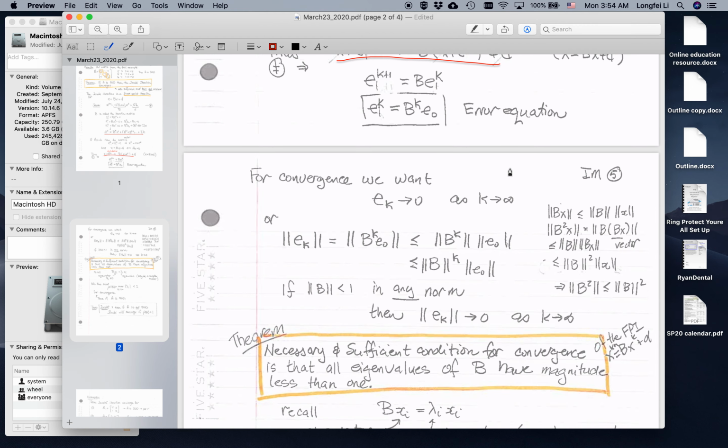Now let's go back to look at the error equation. This is my error equation, and we care about its norm. The norm of the error is bounded by the norm of B^k multiplied by e_0.